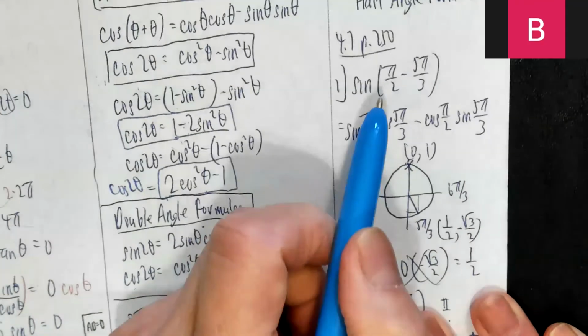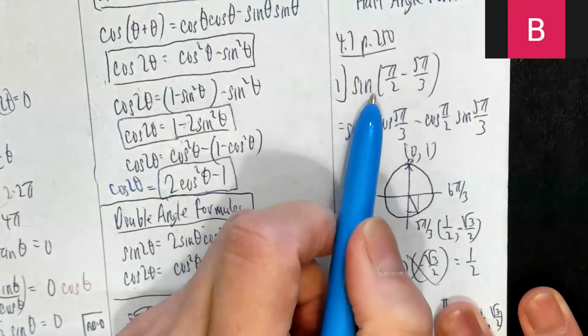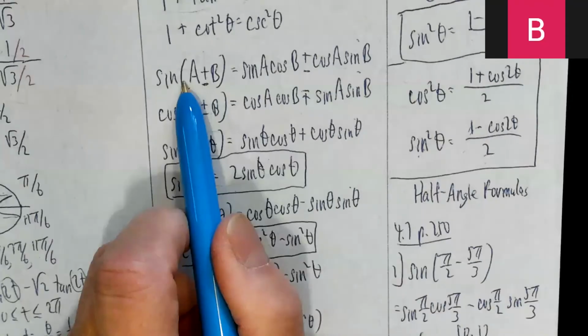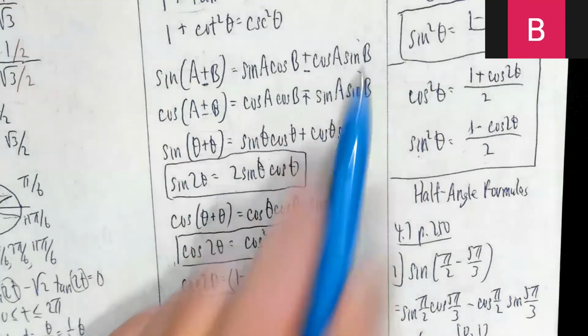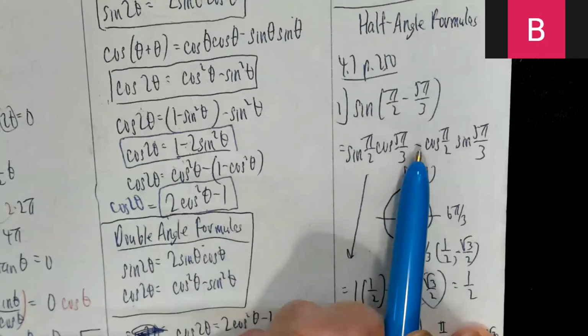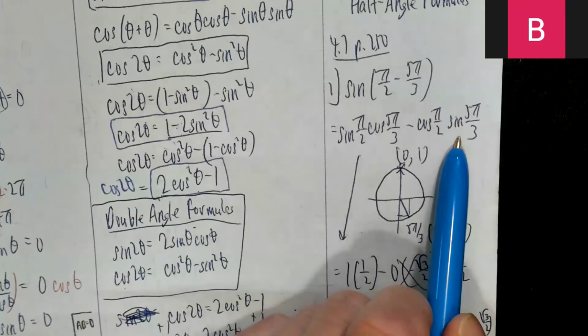So number one, sine of pi over 2 minus 5 pi over 3. So it's a sine of a difference, sine of something minus something. So that's this one. Sine of A cosine B minus cosine A sine B. So sine of pi over 2 cosine 5 pi over 3 minus cosine pi over 2 sine of 5 pi over 3.